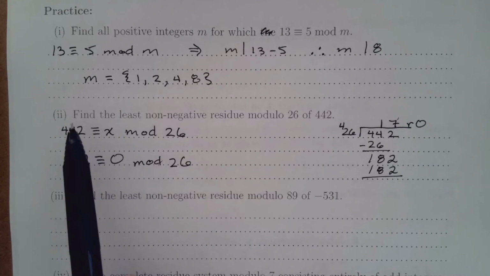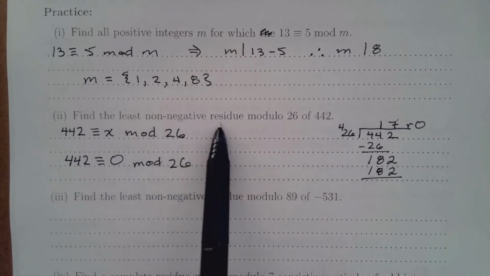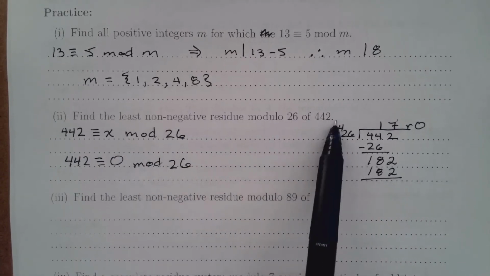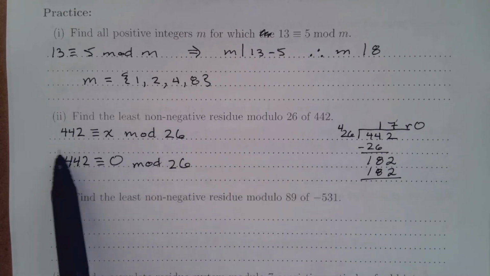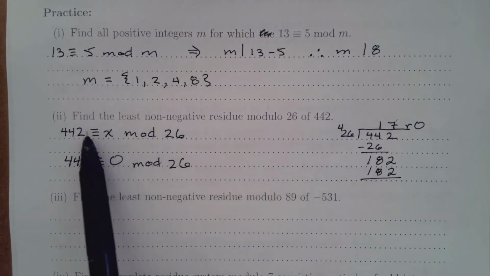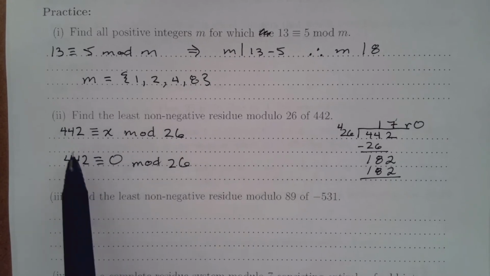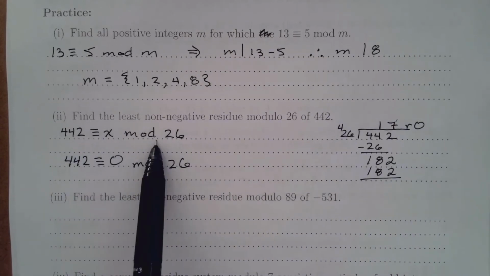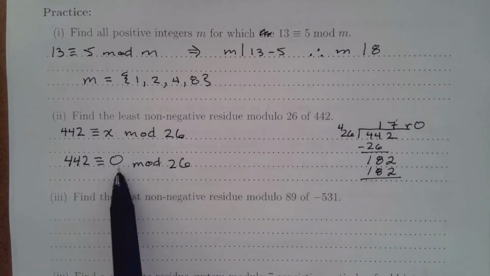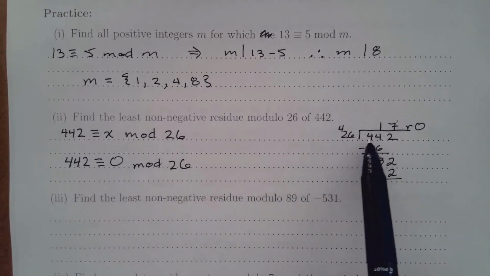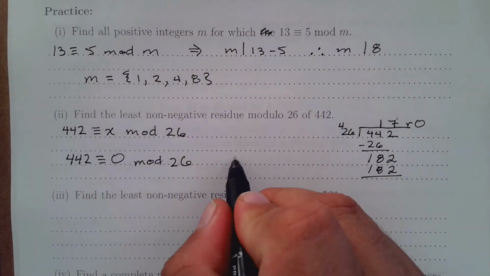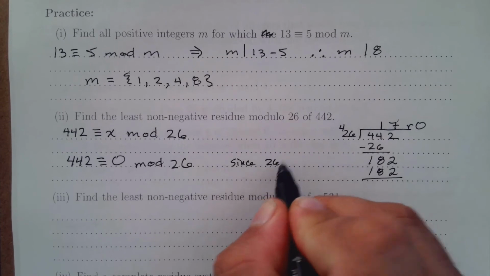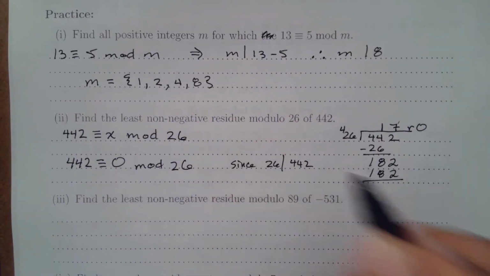In our last video, we looked at the least non-negative residue modulo 26 of 442, which is a fancy way of saying, how many are left over from 442 if I get groups of 26? So the congruence I could write like this: 442 is equivalent to x mod 26, and that was 0, because 442 is divisible by 26. We could say this since 26 is a divisor of 442.